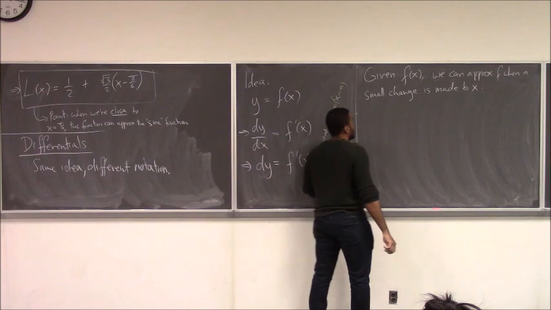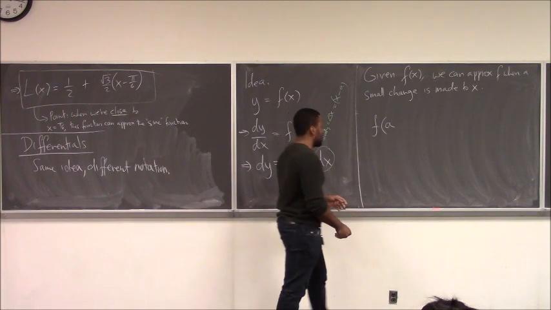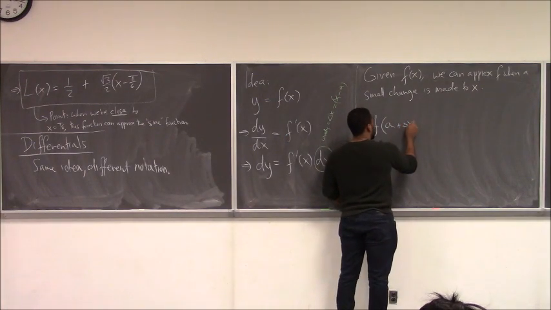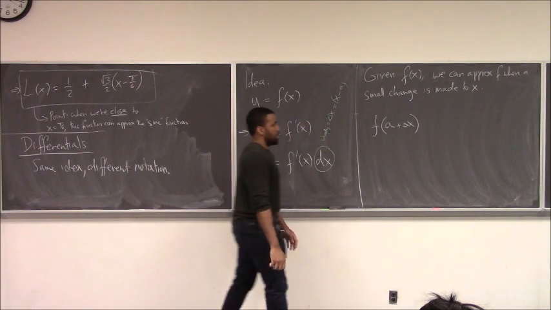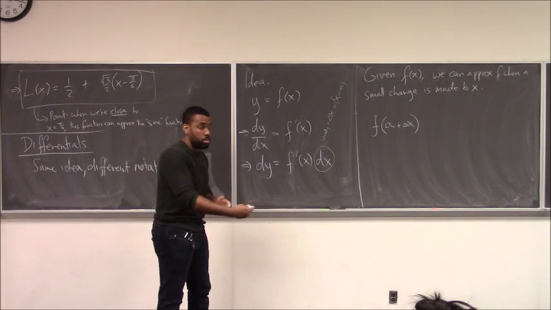So the idea is, we know about a function at a certain value, let's say a, but now I want to move a little bit. Let's say I move a little bit by delta x, right? So now I know what's going on at f of a, but someone asked me, what is f of a plus a little bit?